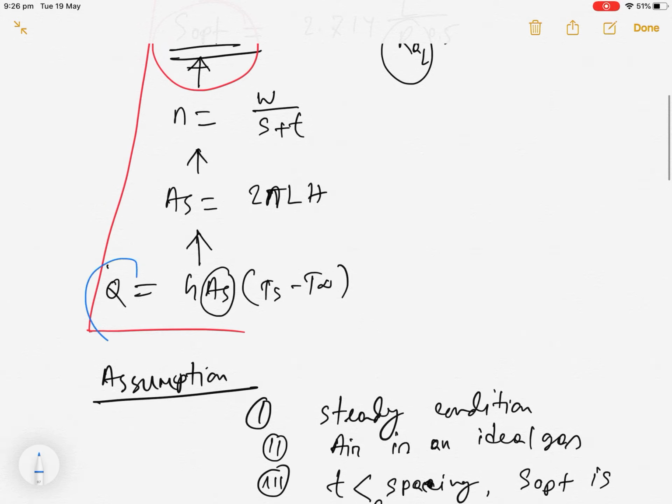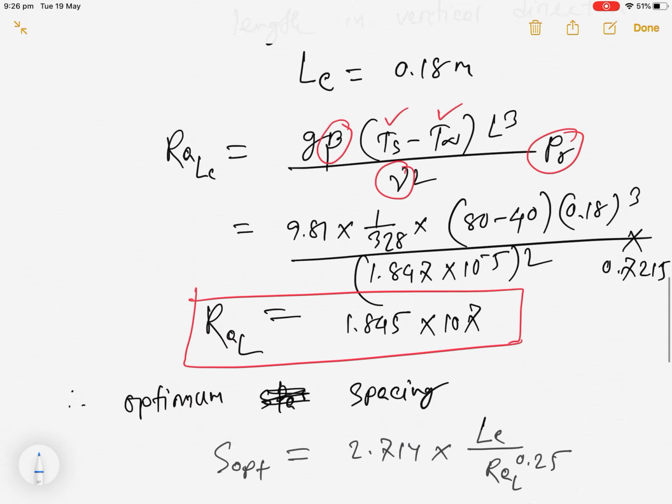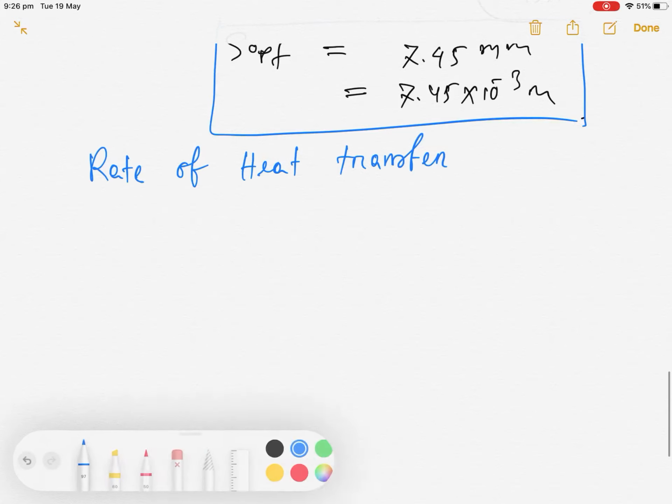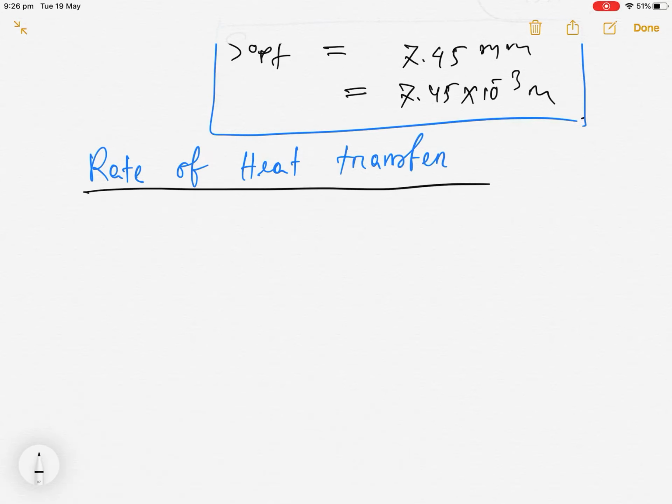The second question is we need to calculate the rate of heat transfer. So if we want to calculate the rate of heat transfer, we need the surface area. If we want to get the surface area, we need the number of fins. So let's start with the rate of heat transfer. To get this, initially we will calculate the number of fins.